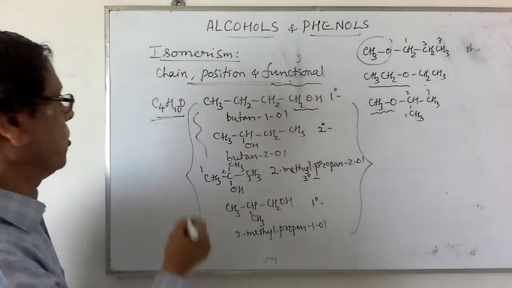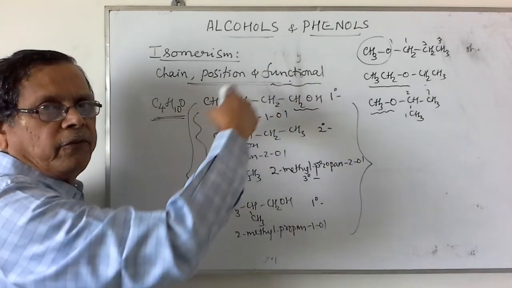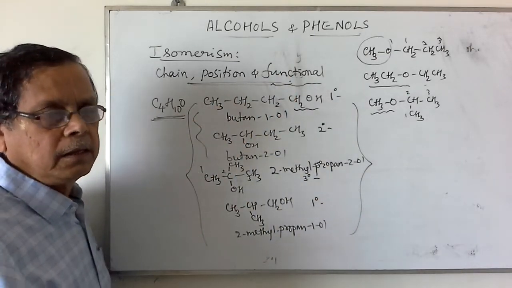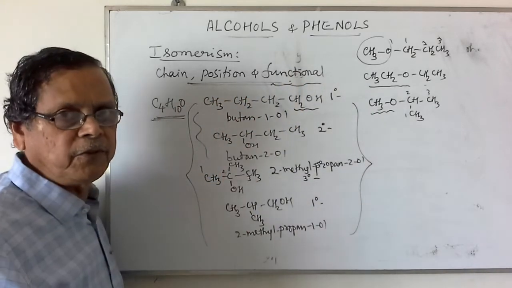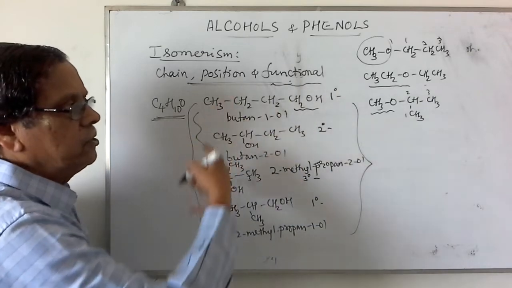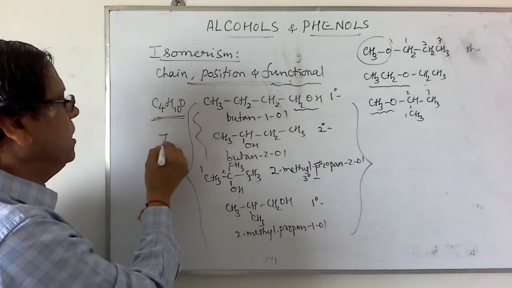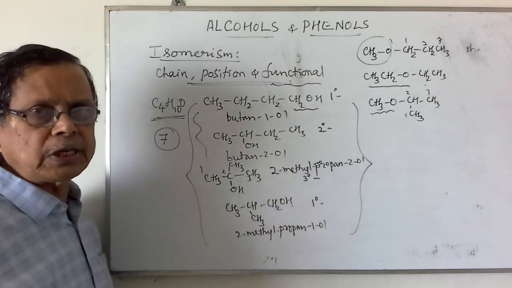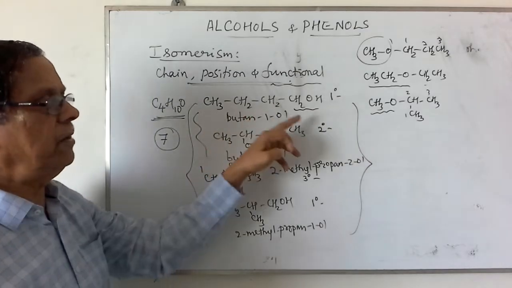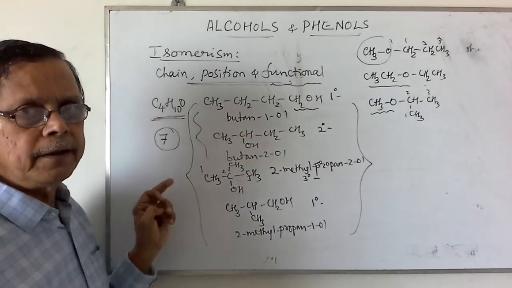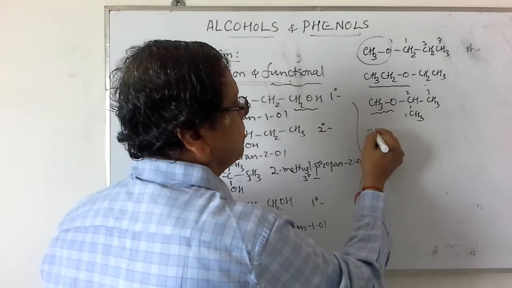Now for the same formula, remember C4H10O, what is the total number of isomers possible? Whether chain isomerism, position isomerism or functional isomerism, all 3 types of isomers taken together, there are actually 7 isomeric structures possible. So this compound will exhibit 7 structural isomers. There is one more type of isomerism that is called stereoisomerism.